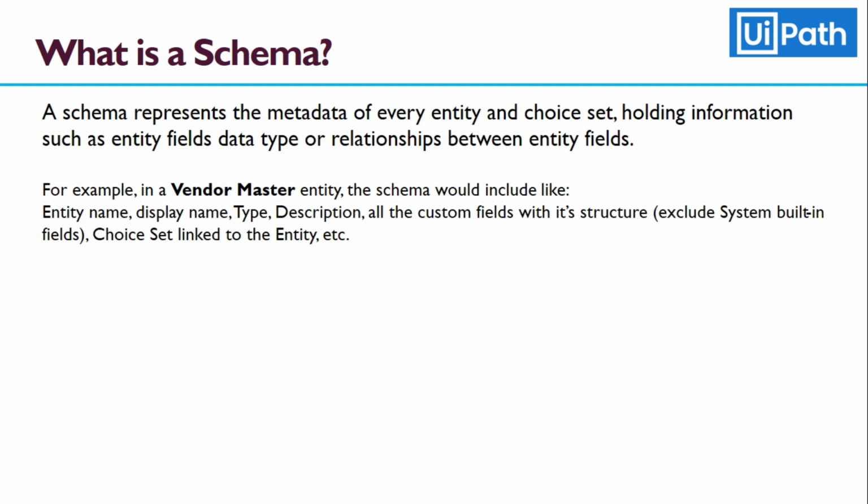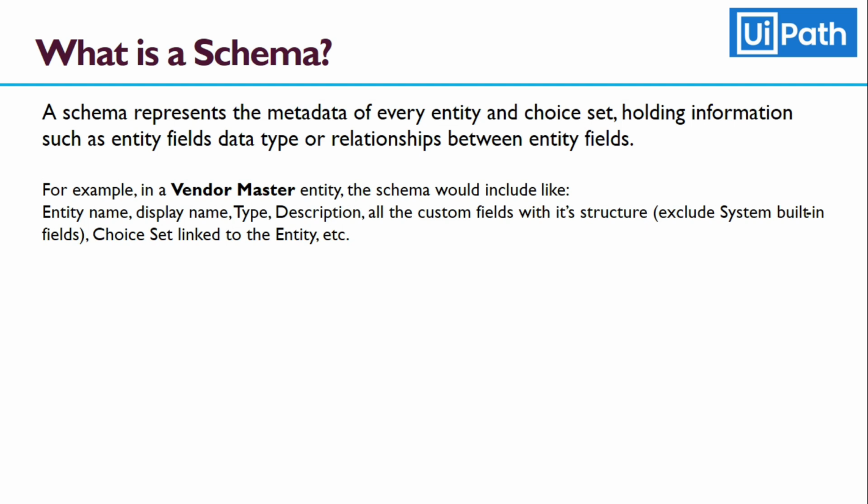In simple terms, think of a schema like a blueprint of a building, which tells you how the building is structured, which rooms are where, and what kind of materials you should use. For example, in a vendor master entity, the schema would include the entity name, entity display name, entity type, entity description, and all the custom fields that are part of that entity with its structure, which will exclude the system built-in fields and system built-in entities. It includes the choice sets, etc.